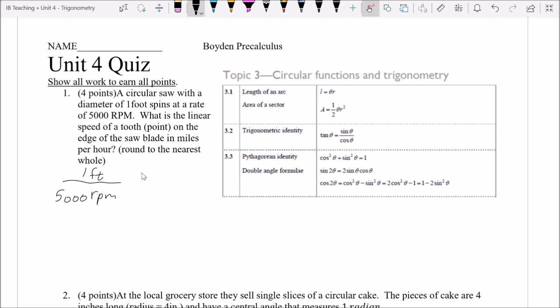And here's how we would know that this is a big problem. How many units do we have? We have feet, we have revolutions, and we have minutes. So in one factor, you have 3 different units. That's not going to work. We're going to be in big trouble when we do that.